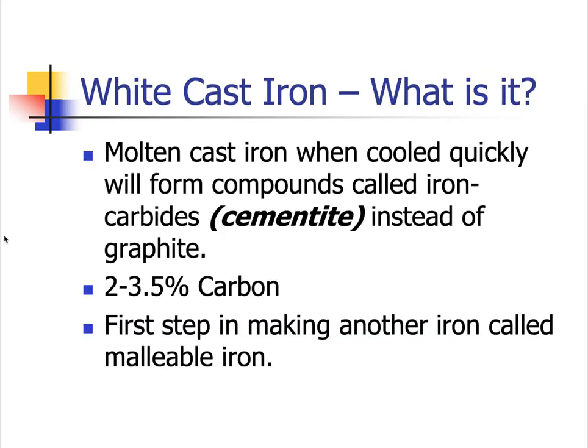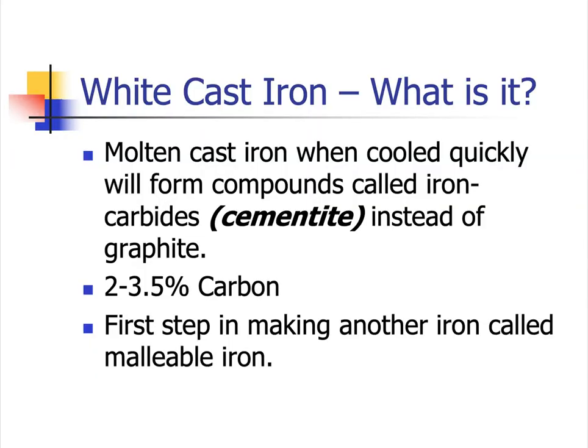White cast iron, what is that? So gray cast iron, by the way, I forgot to mention this. Gray cast iron is called gray cast iron because when you fracture it and you look at the fracture, the graphite makes the surface look gray. So there's all those little flakes that are exposed. So instead of being kind of shiny silver in that fracture, it looks gray.